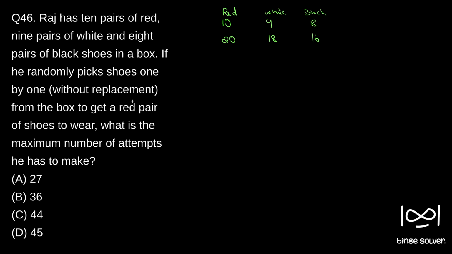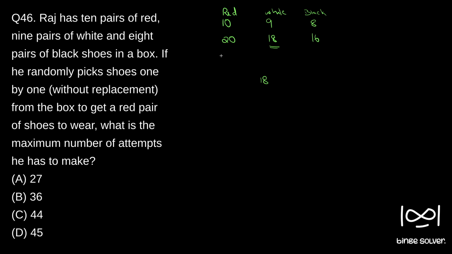Now Raj is picking up shoes one by one randomly, so we have to think about the worst case scenario and see in that scenario what is the minimum number he has to pick to get one pair of red shoes. So let's assume when he starts to pick up, he gets the white shoes first, which he doesn't want. That makes it a worst case scenario. So he picks up all the 18 white shoes first. That is the worst case scenario that can happen in a random event.